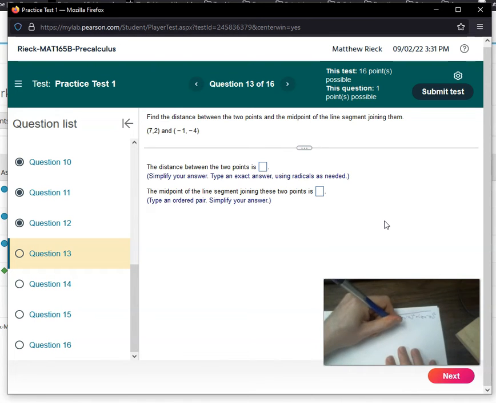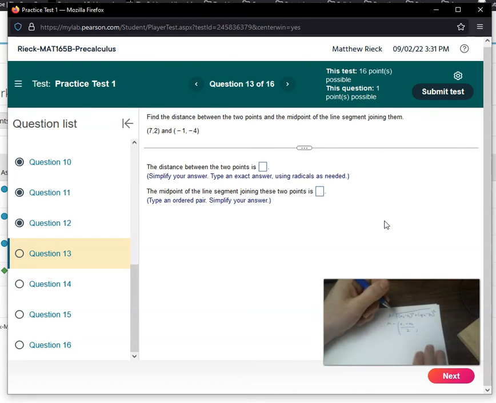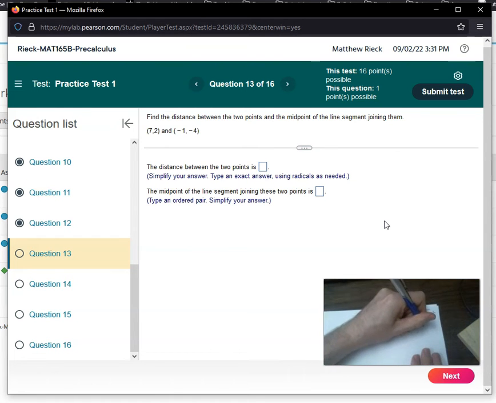And then your midpoint. Your distance is going to get you a single number, whereas your midpoint is going to get you a point. So with the midpoint, you have an x-coordinate and a y-coordinate. The x-coordinate is going to be x1 plus x2 divided by 2, so the average of your x values, and then your y-coordinate is going to be y1 plus y2 divided by 2, the average of your y values.